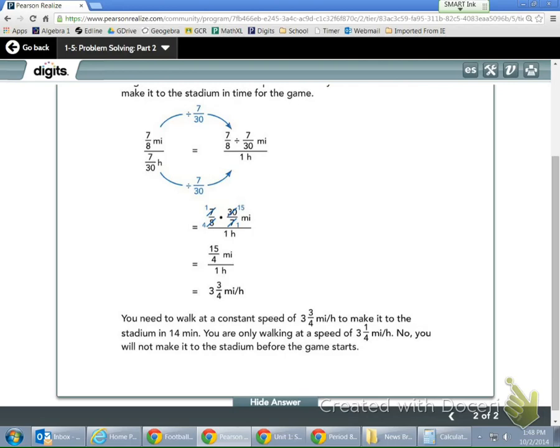We went ahead and did KFC. What they did is they converted to hours instead. We did it in minutes. Remember? They did 7/30ths of an hour, which was how much time they needed to get there. Different method, same answer.